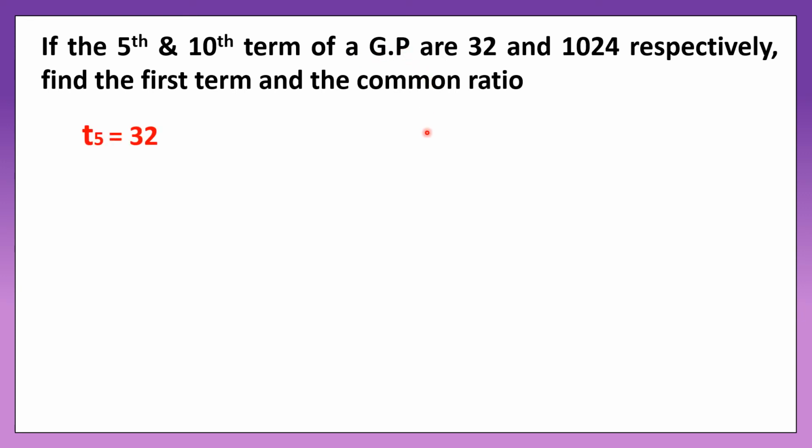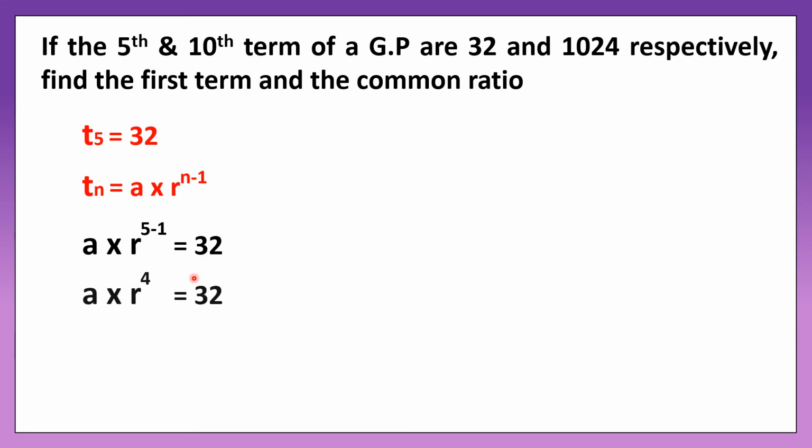Here T5 is 32. So by applying in the equation to find the nth term, Tn is equal to A into R raised to n minus 1, we can apply this value there. A into R raised to 5 minus 1 is equal to 32. This is given in the question. So A into R raised to 4 is equal to 32. This 5 minus 1 is 4. So A into R raised to 4 is equal to 32.